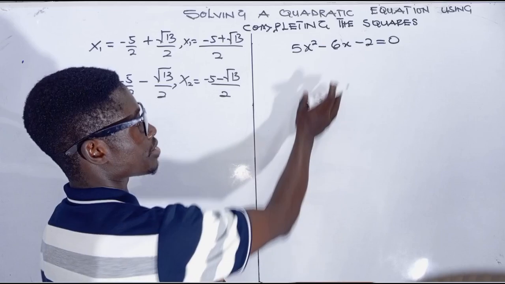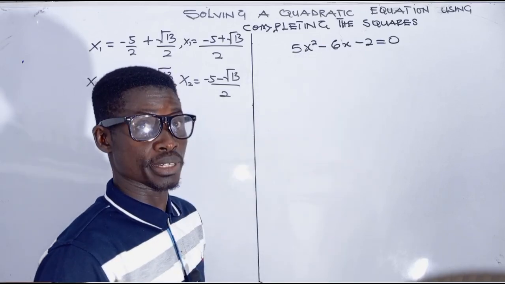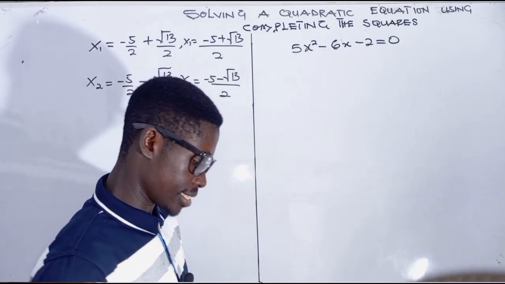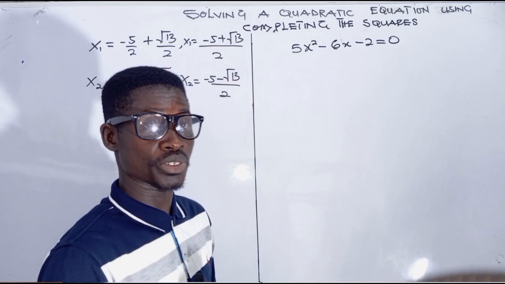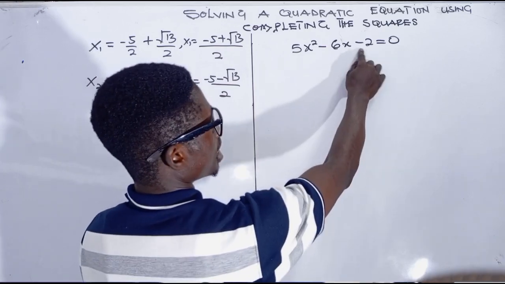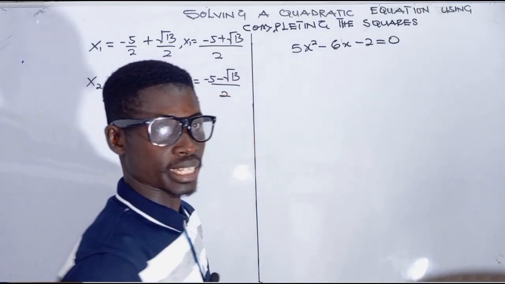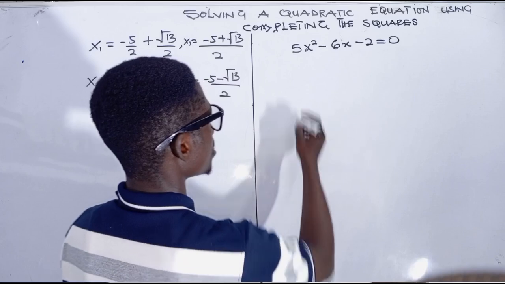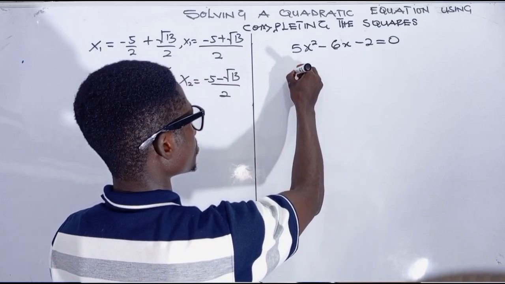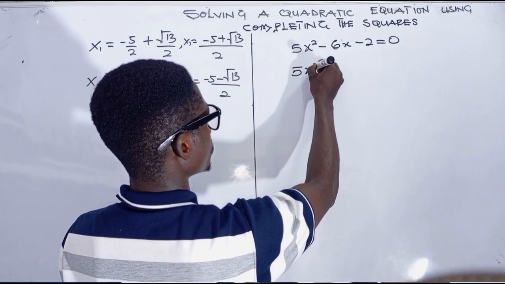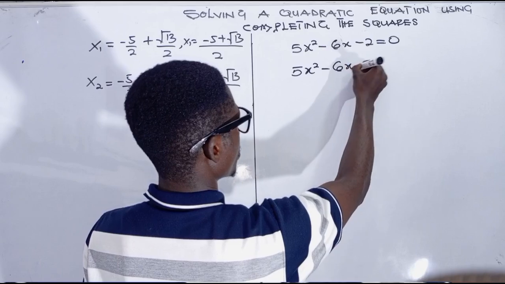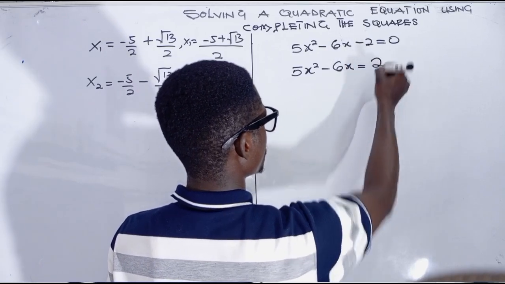So we want to solve this quadratic equation using completing the squares. And as I said earlier on, the first thing that you have to do is to transpose the negative 2 to the right hand side of the equal sign. So we are going to have 5x squared minus 6x is equal to what? Positive 2.